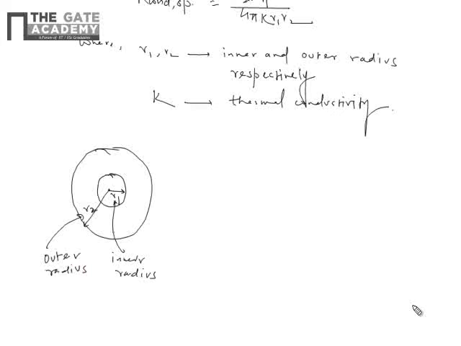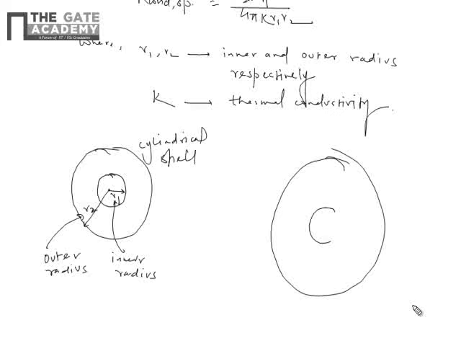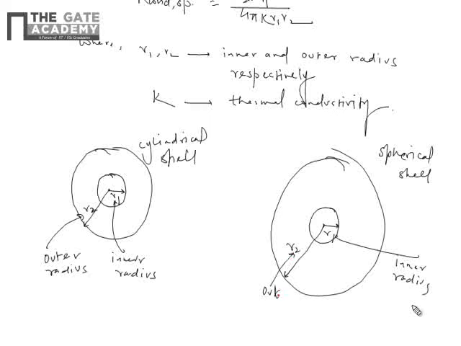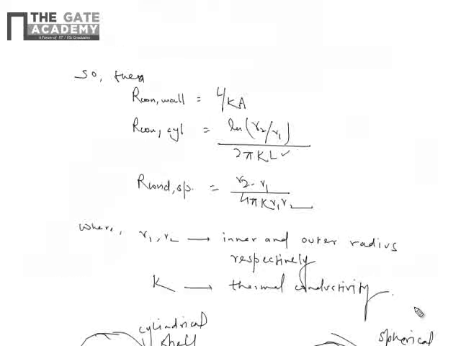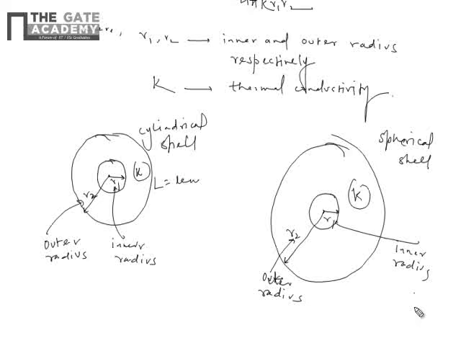Similarly, for a spherical shell, let us say this is R1 and this is R2, then this is the inner radius and this is the outer radius R2, and conductivity of this material is K. One term L is coming in the conduction resistance of the cylinder, that L is nothing but the length of the cylinder.